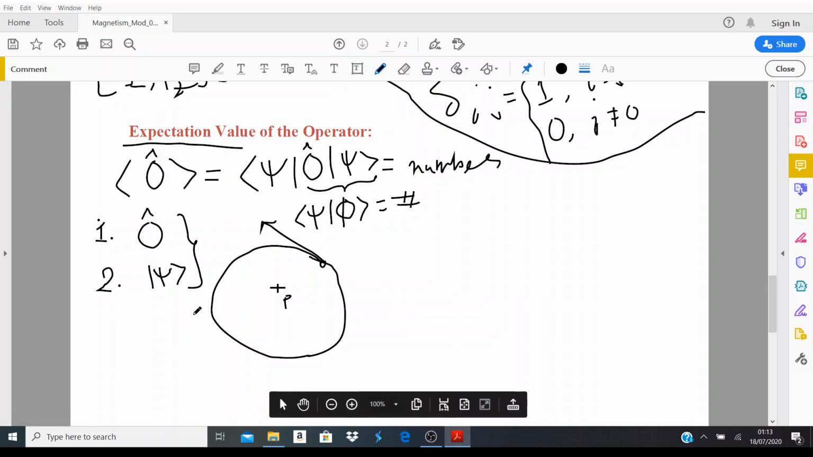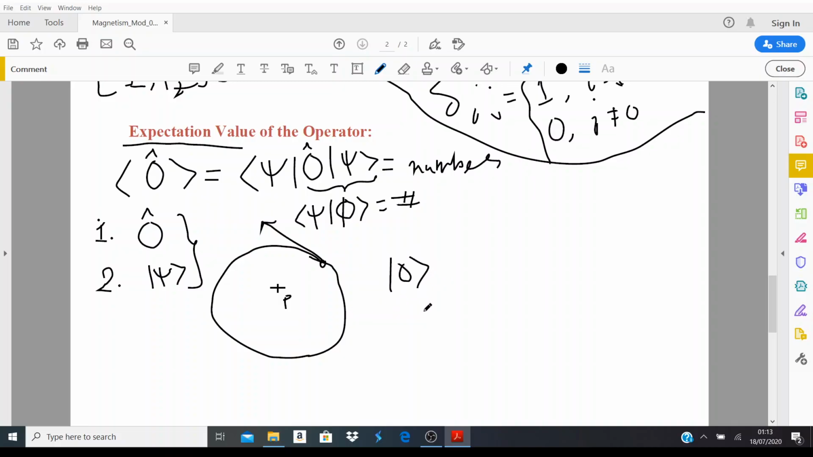And assume that the electron is in its ground state. So what that means is that, in that state, the energy of the electron is minimum, right? Usually the ground state ket is denoted by this 0 ket. That's the ground state of the electron. So you have your ground state.